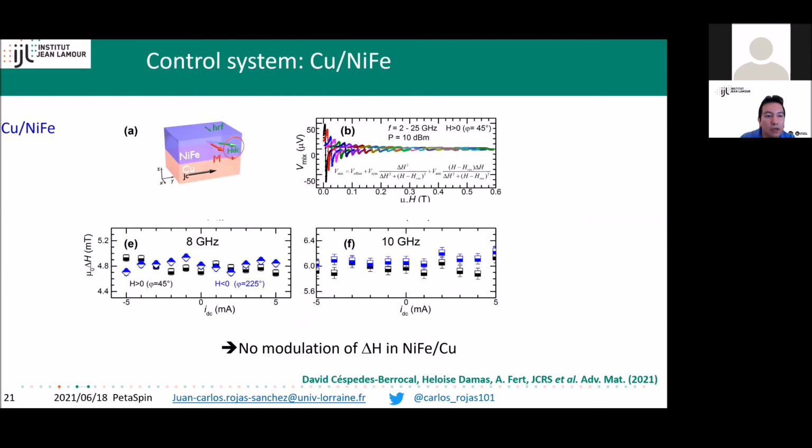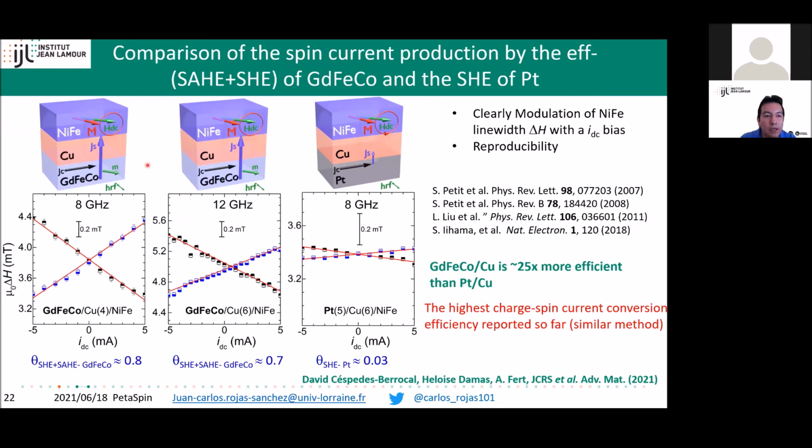First, let me show you a control sample. This is a copper permalloy, and at the top the spectrum, and at the bottom the modulation. Actually, there is no modulation, as expected. Now I show you the main system. Here, the three-layer with gadolinium iron cobalt and copper. We observe clearly a modulation of the linewidth of permalloy, and this is one sample. This is another system, very reproducible. We can quantify that. It's really high, the value, 0.8, 0.7.